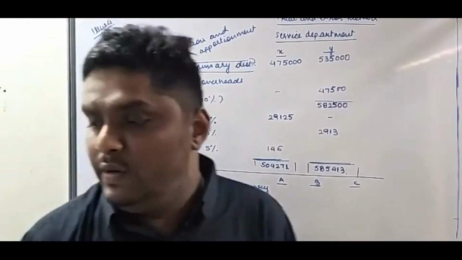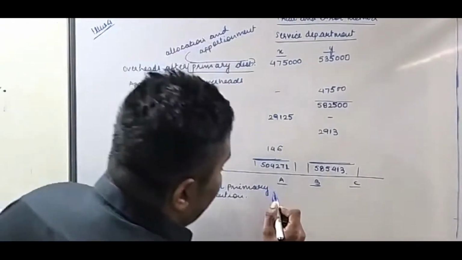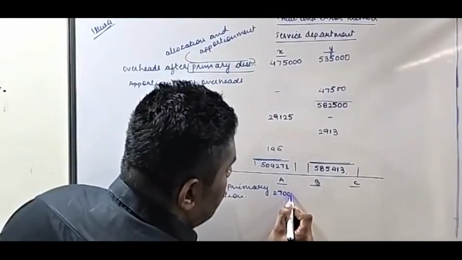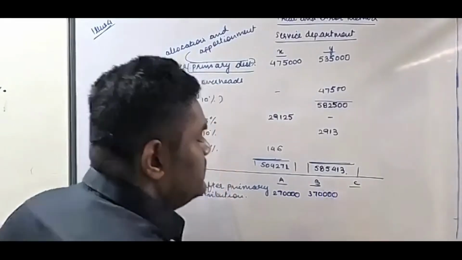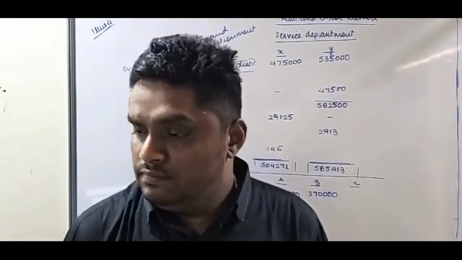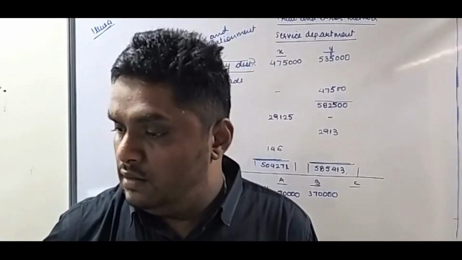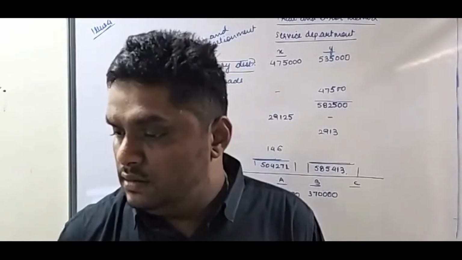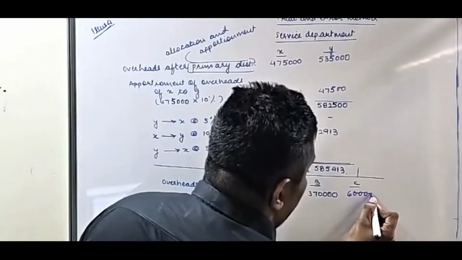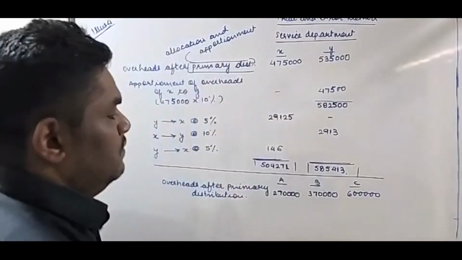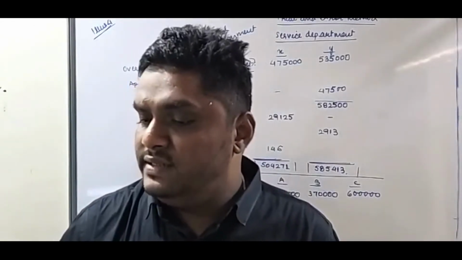We have the total overheads of A, B, and C after primary distribution, that is 2,70,000, 3,70,000, and for C it is, I think, 6 lakh. So now let's distribute X and Y among A, B, and C.